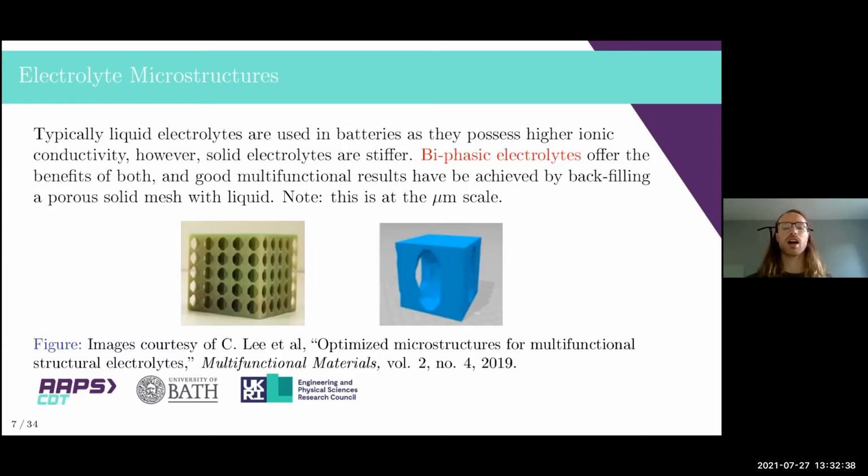And a natural question to ask at this point, and kind of the point of this whole presentation is, given this mesh and these cells that make up the matrix, what is the optimal topology or shape of one of these cells to maximize both stiffness and ionic conductivity? And the inspiration for this came from the paper cited at the bottom here.